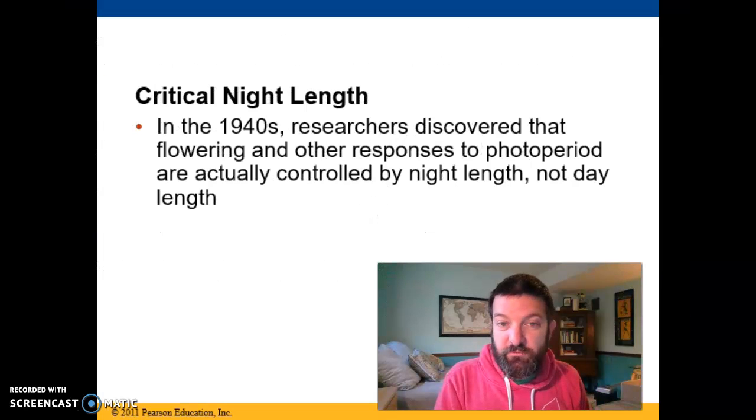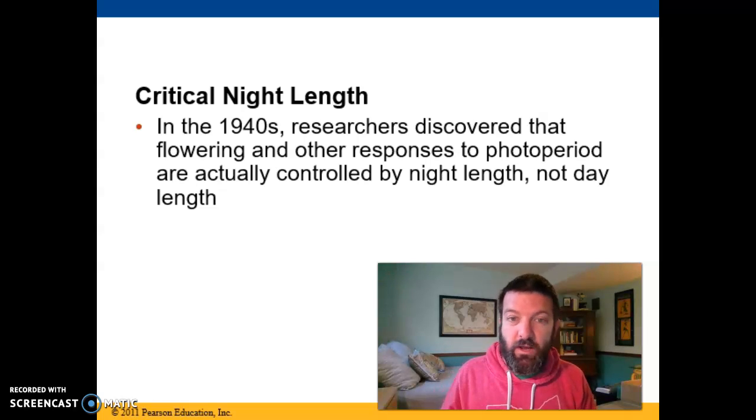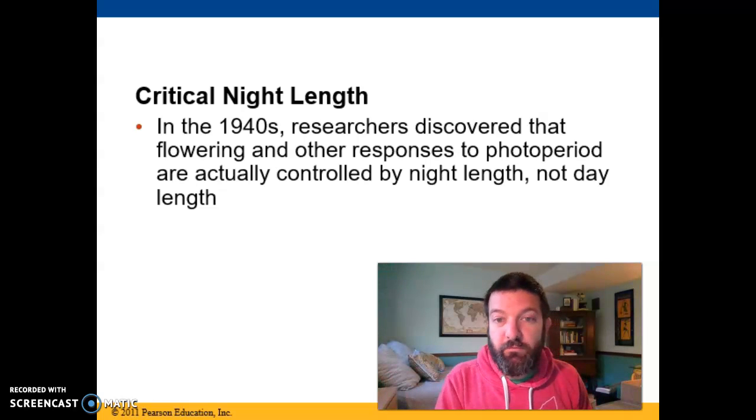Humans have recognized this for a long time, that some plants tend to flower as the days get longer or shorter, but in the 40s, researchers realized that it seemed like they were responding to long and short days, but really they were responding to long and short nights.